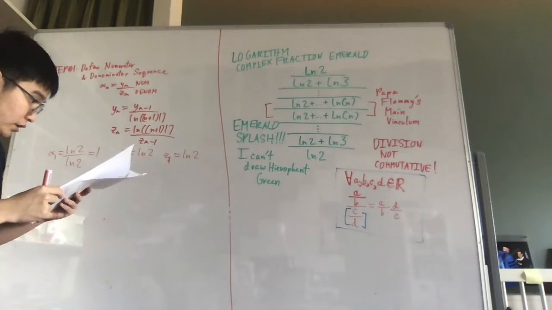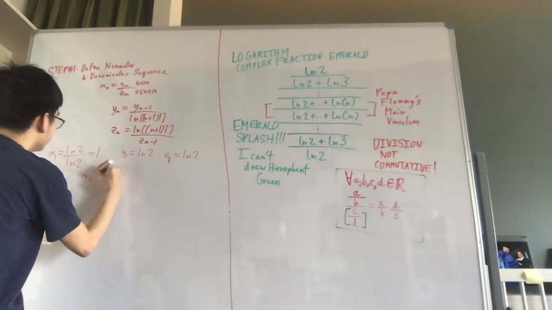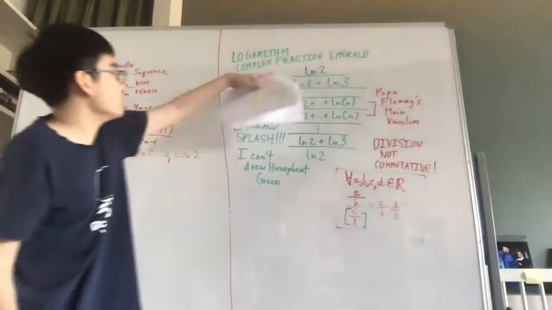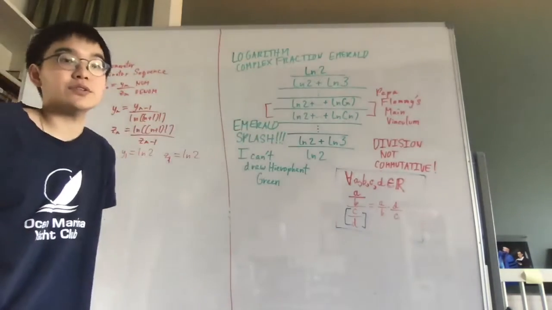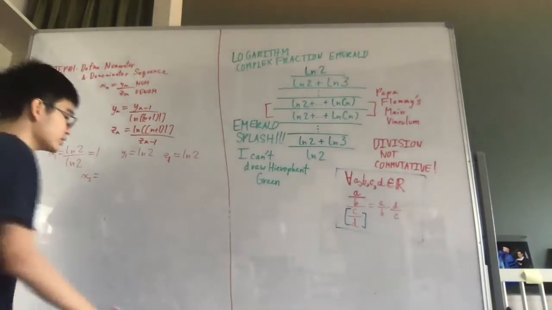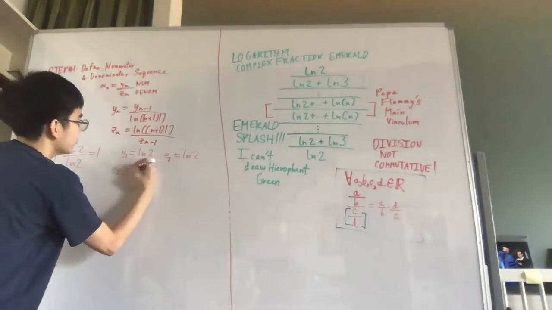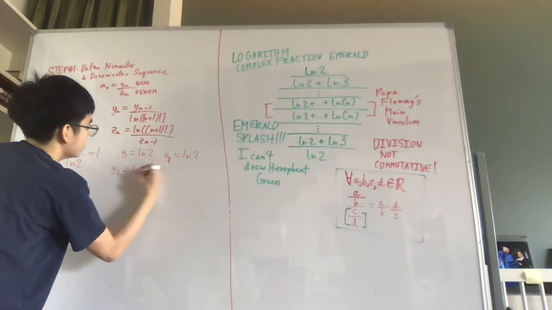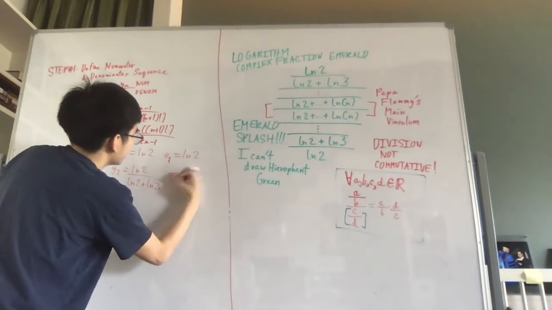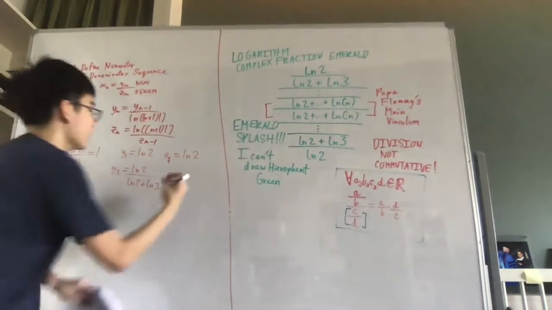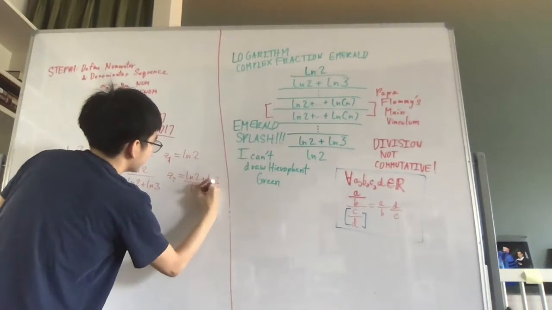Now we're going to look at x2, the next case. That's going to be this second layer of the top and the bottom here for y sub 2 and z sub 2 respectively. Z sub 2, I should honestly do in terms of y2 first. So y2 equals natural logarithm of 2 over natural logarithm of 2 plus natural logarithm of 3. Z sub 2, on the other hand, is going to be the flip reciprocal of that: natural logarithm of 2 plus natural logarithm of 3 over natural logarithm of 2.